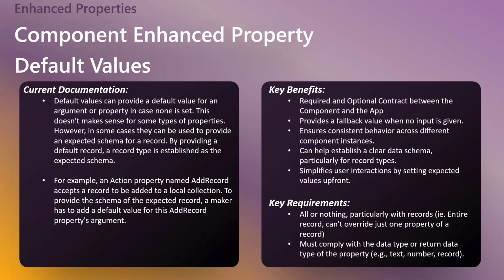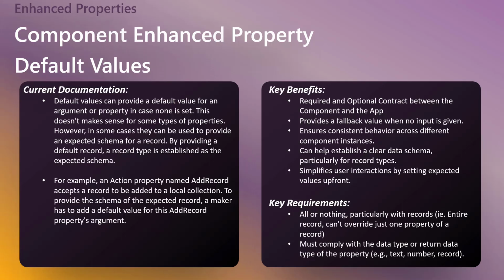So if we move over to the right and look at the key benefits, what are some of the things that we want to look out for if this was translated into benefits? Well, it's required and optional contracts between the component and the app. And what does that mean, required and optional? We'll talk about that. Don't worry. It depends on the type of property you're using. It provides fallback values when no input is given. So if you're not making it a required value on your property or parameter, then you could have a fallback.